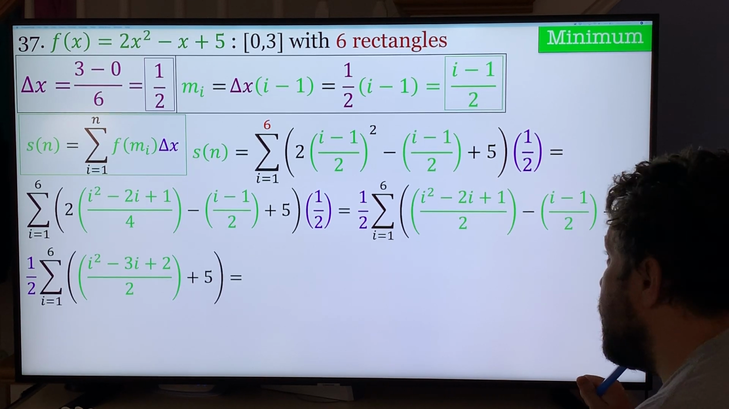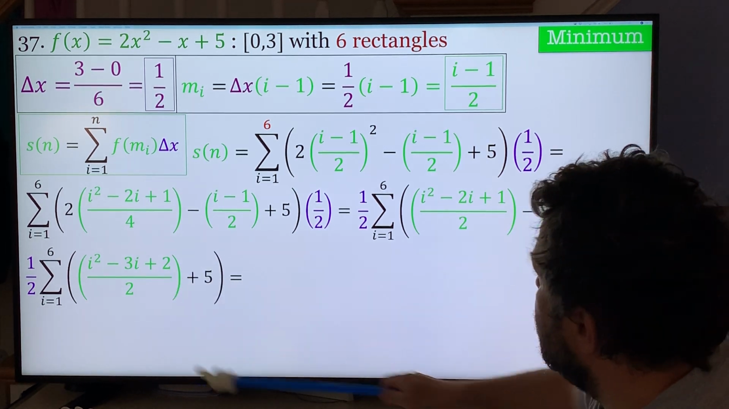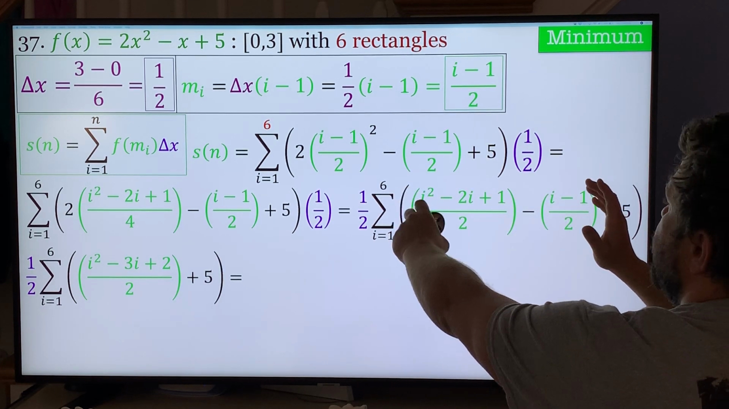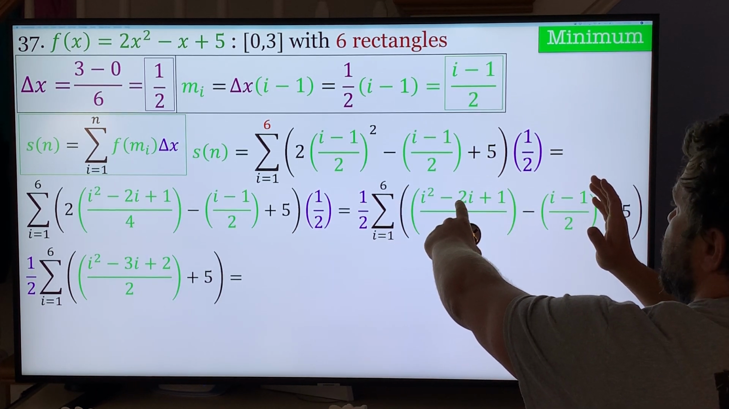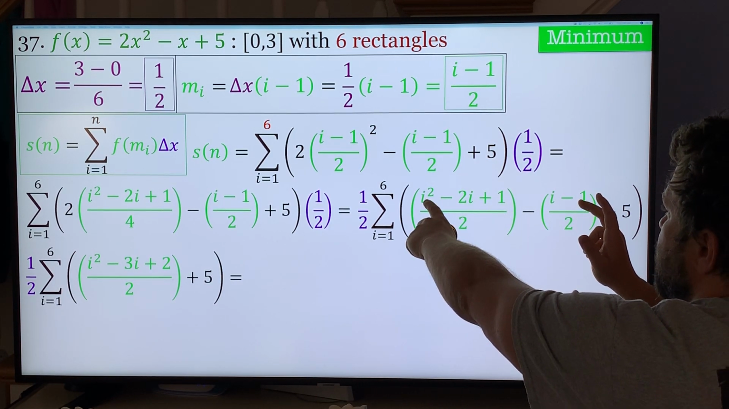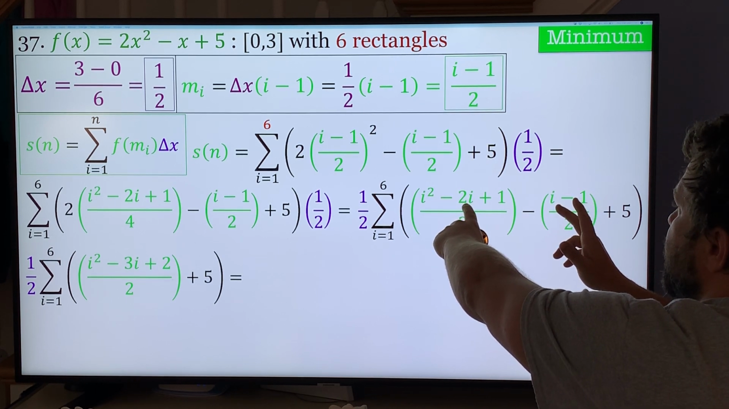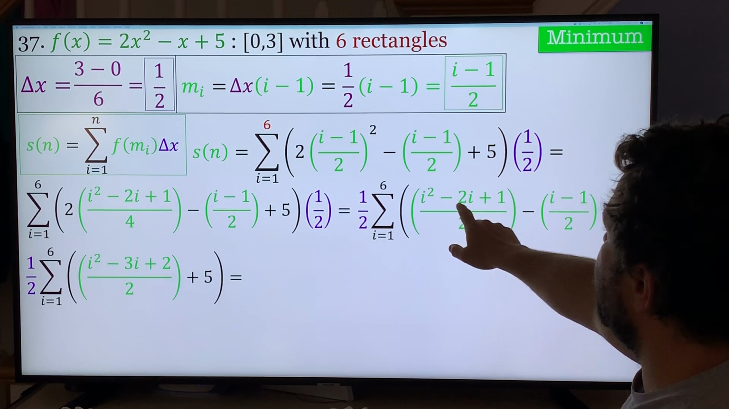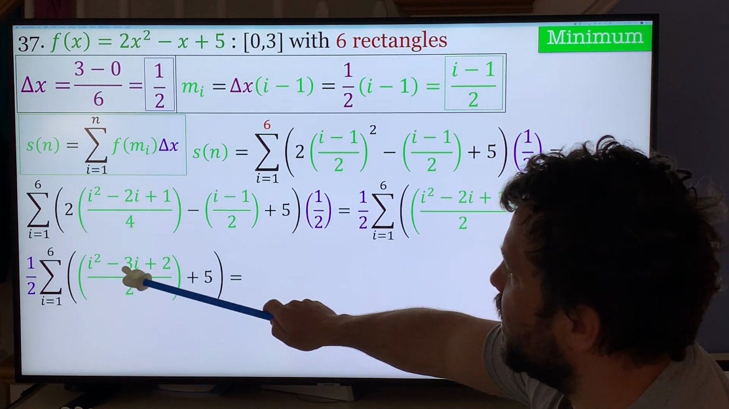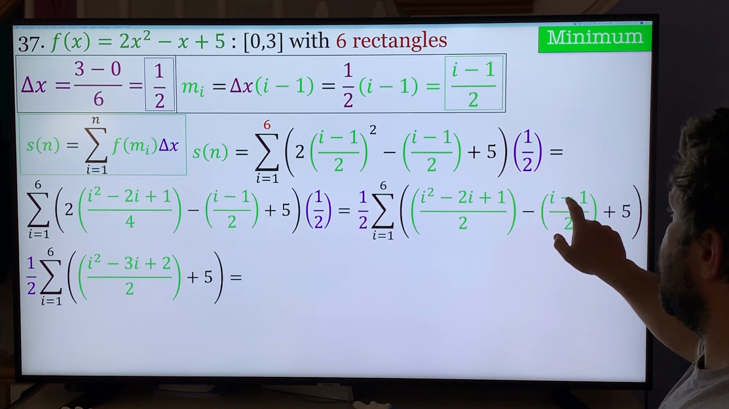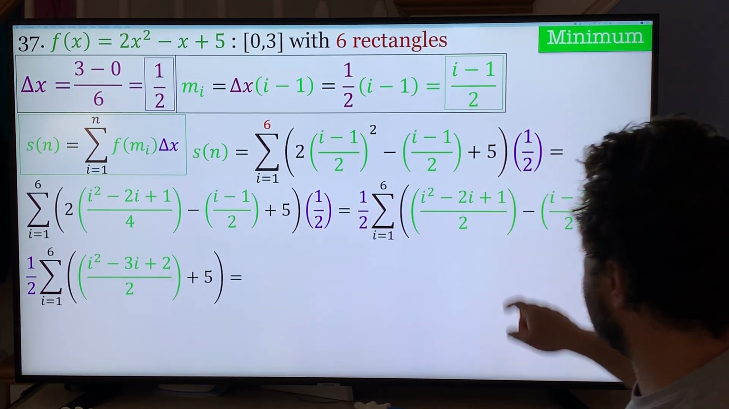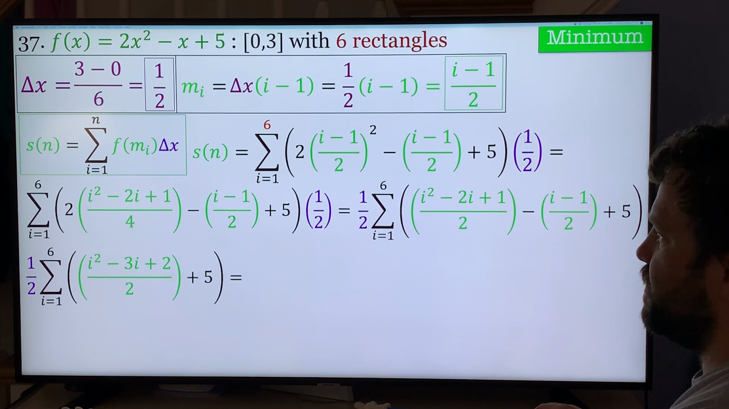Now, how do I get from here to here? Well, since these are both over 2, watch what I can do. I can take these terms right here, just the greens, and combine them. i squared stays, negative 2i minus i is negative 3i, and 1 minus a negative 1 is 1 plus 1, which is 2. It's still all over 2, and then you're adding 5.